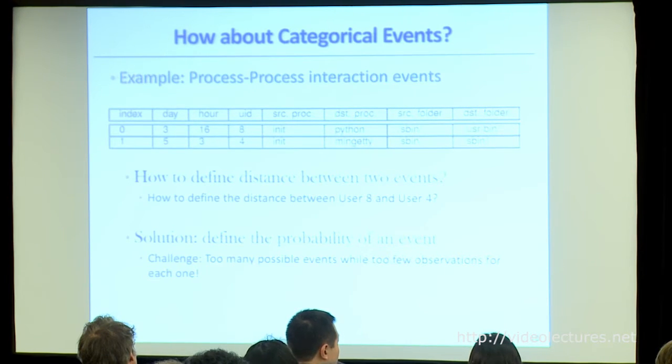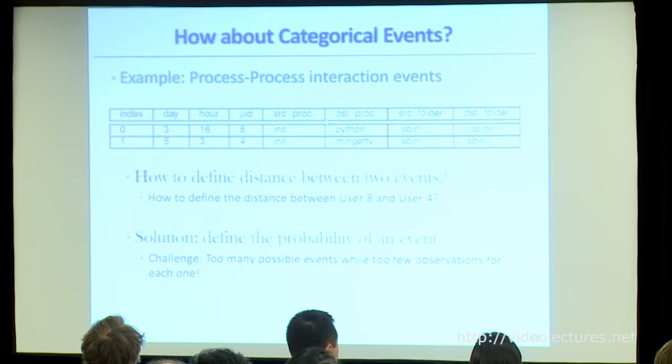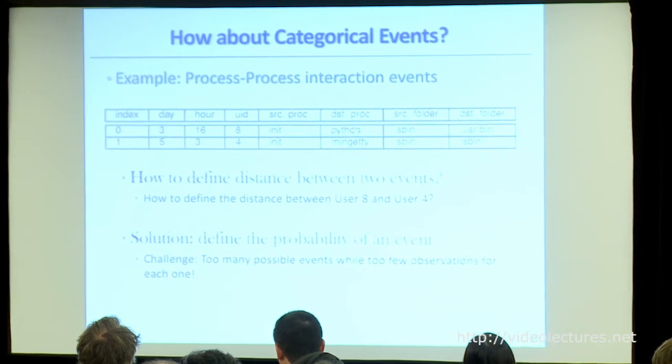So what is a heterogeneous categorical event? Basically, this is an example from an enterprise network. You can consider that some user, at some day and some hour, accesses some process, and this process accesses some destination process file, and this destination process visits some other process, okay? So basically this event can be described by different attributes, and each attribute is discrete, and it can be described by those values.